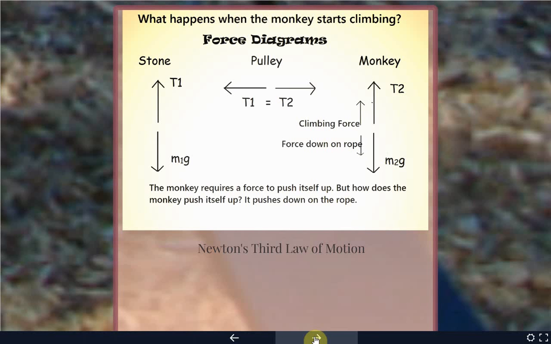So what happens when the monkey starts climbing? From Newton's third law of motion, if you have a force acting on an object, the object will act with an equal and opposite force back. So here we have the monkey putting a force on the rope, and the rope is going to be pushing up while the monkey pushes down. So these are equal and opposite forces. And how is this going to change it?